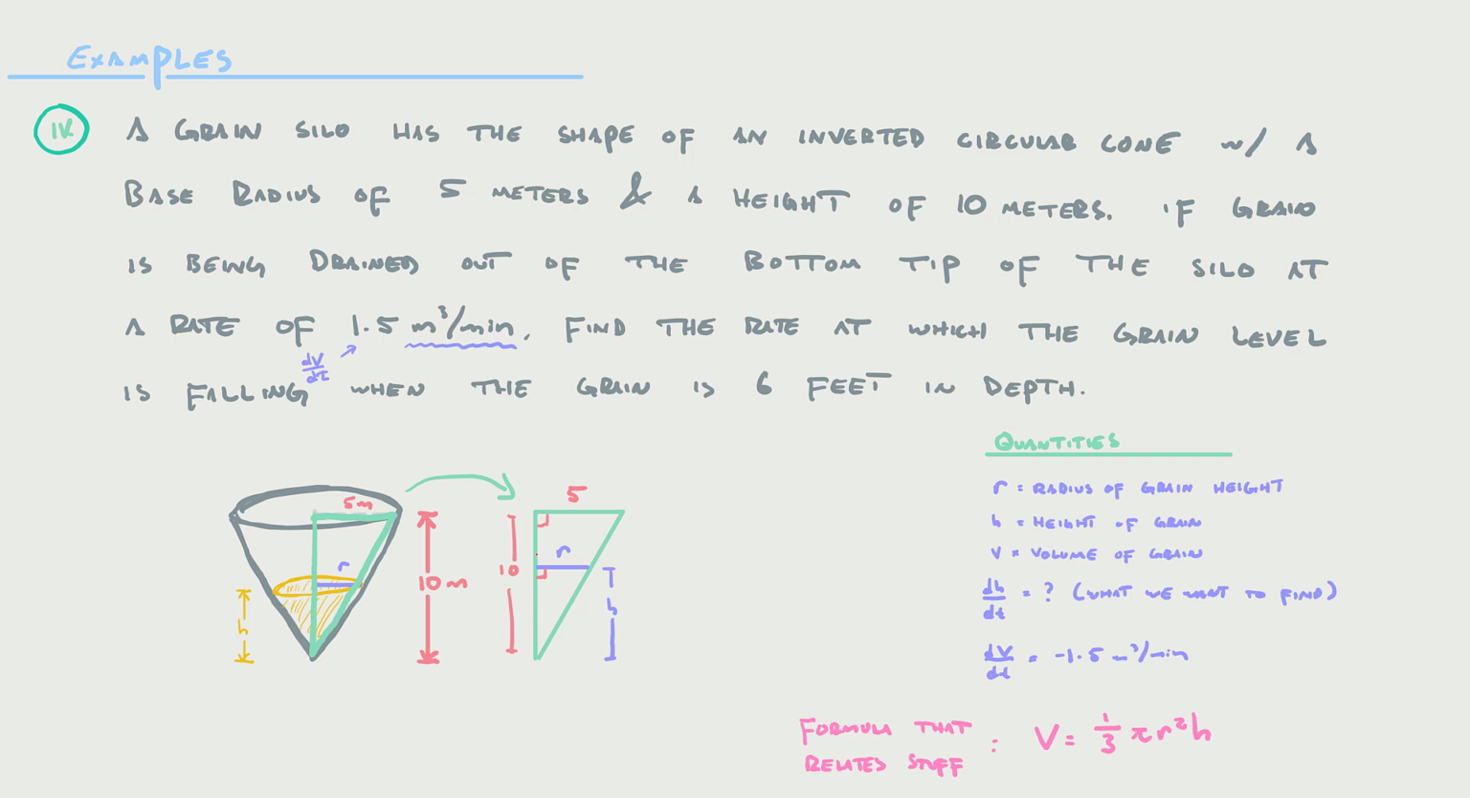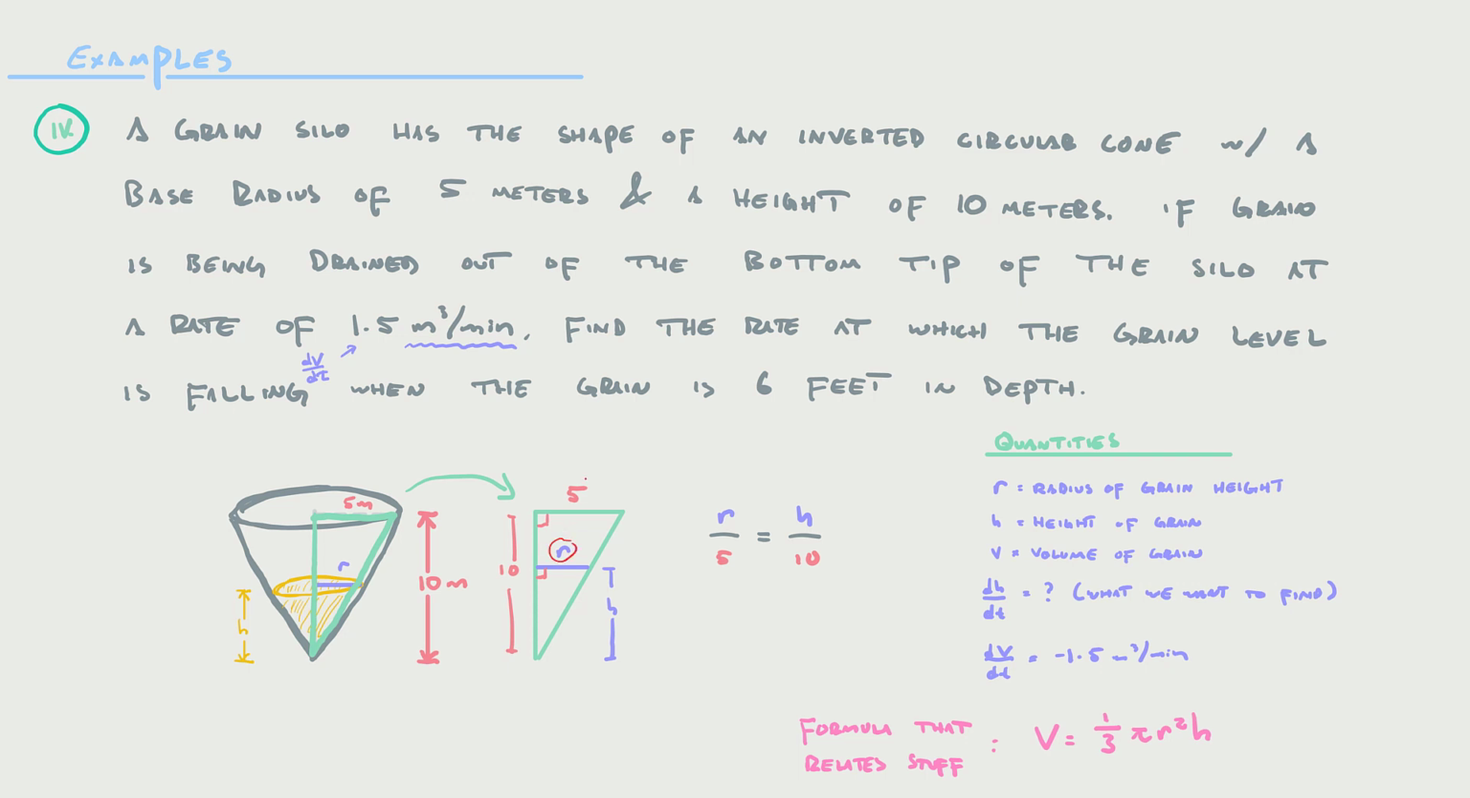And there are 2 right triangles embedded in this picture. One of them is the right triangle cross section of the actual container itself, which we know the dimensions for, and the other one is the grain height. So the grain is in here. This is how high the grain is. It's got a specific radius, but the radius changes as time changes as well. We don't know how the radius is changing in terms of time, but we can rewrite it in terms of h by way of similar triangles.